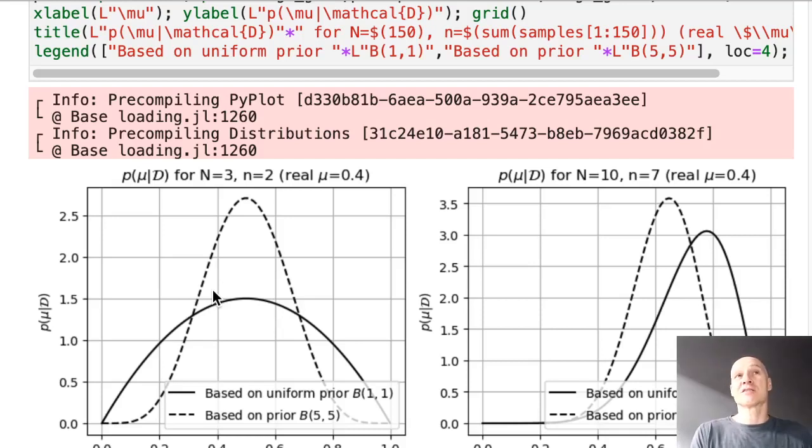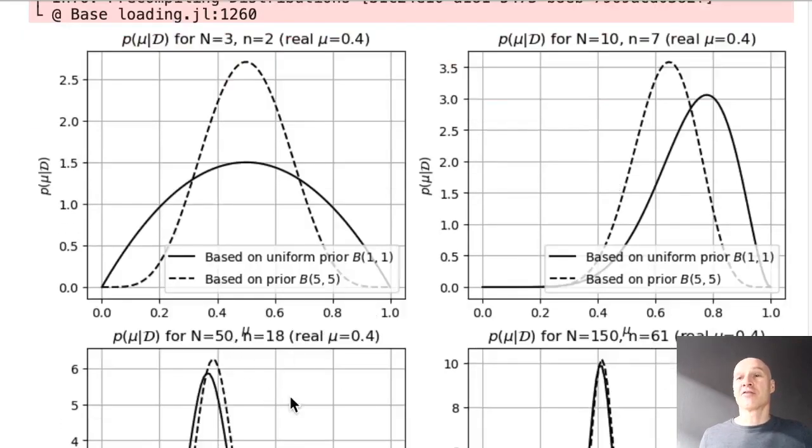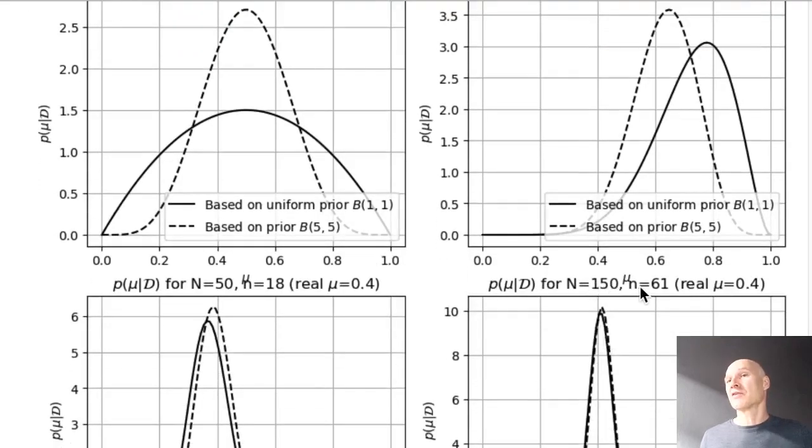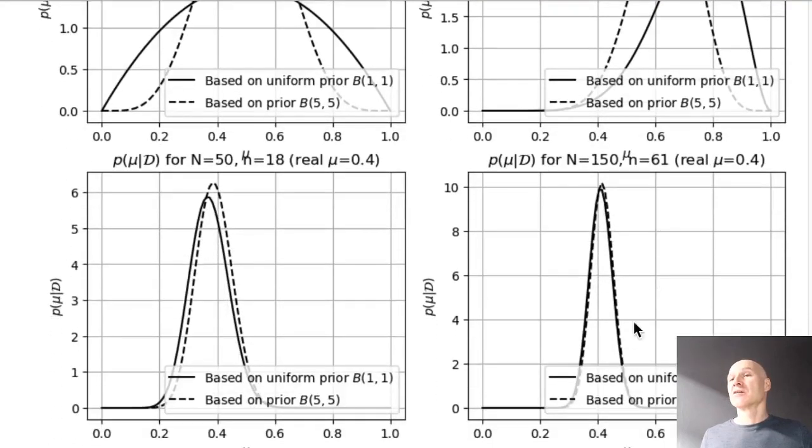The prior is very important because I've seen very little data. As I make more observations, here I have 10 throws, here 50 throws, and here 150 throws. After 150 throws, of which we observe 61 heads, both distributions are peaking around 0.4. The real mu that we threw with was 0.4. I make two observations here.